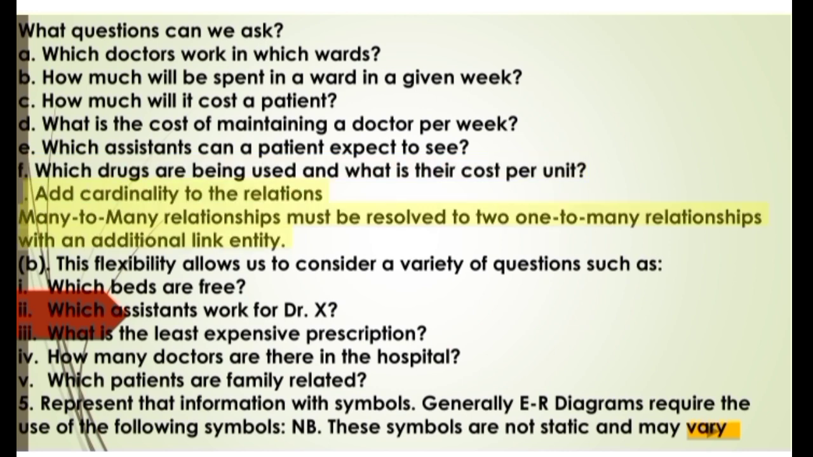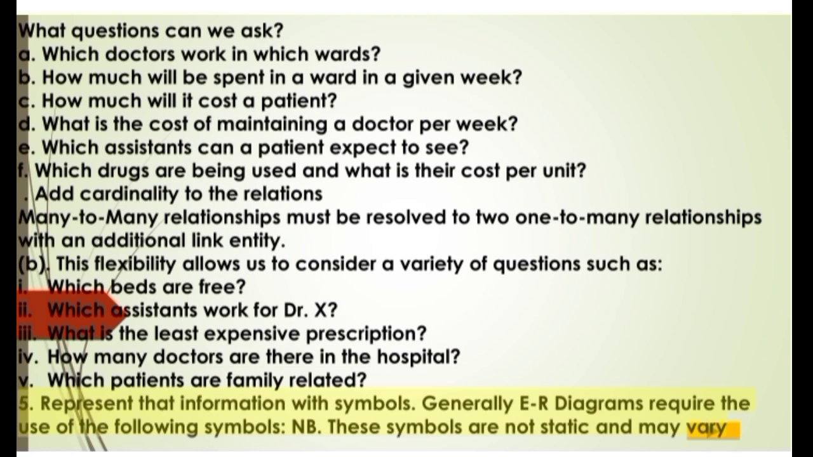Add cardinality to the relations. Many-to-many relationships must be resolved to two one-to-many relationships with an additional link entity. This flexibility allows us to consider a variety of questions such as: I. Which beds are free? II. Which assistants work for a doctor? III. What is the least expensive prescription? IV. How many doctors are there in the hospital? V. Which patients are family related?